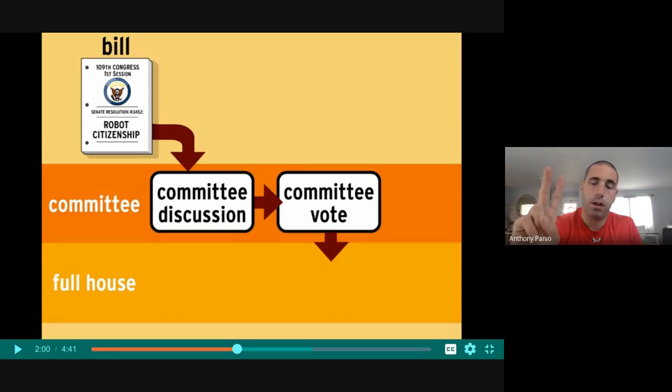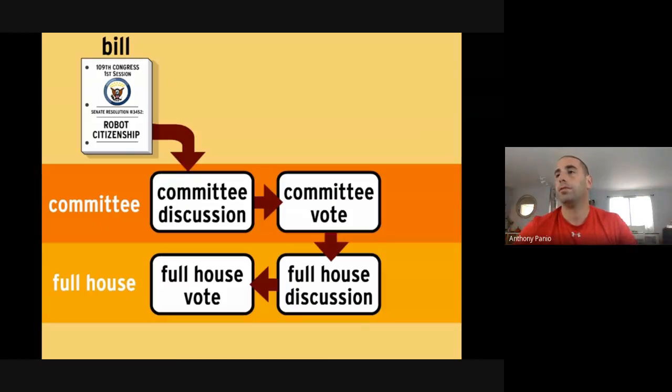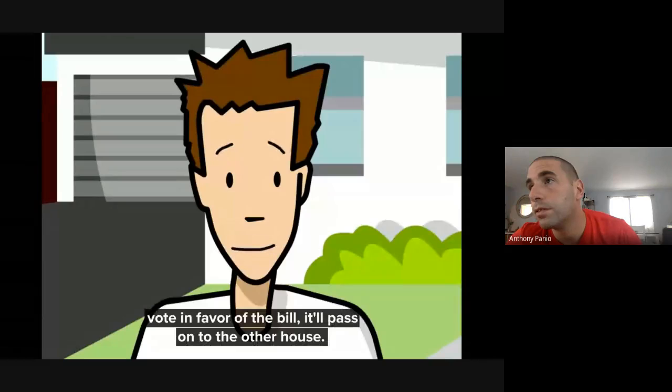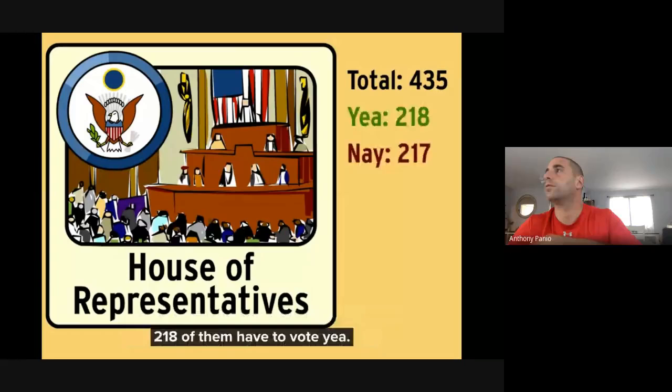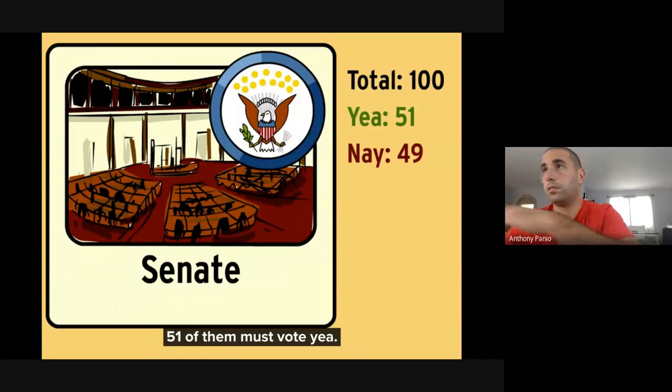We have 2 houses. So let's say this bill went to the House of Representatives, and then it passes the committee. We're now going to discuss it in the entire House of Representatives. So let's see what happens here. The full House then discusses, debates, and votes on the bill. If more than half of the congresspersons vote in favor of the bill, it'll pass on to the other house. That means that in the House of Representatives, with 435 members, 218 of them have to vote yay. If the bill begins in the Senate, with 100 members, 51 of them must vote yay.